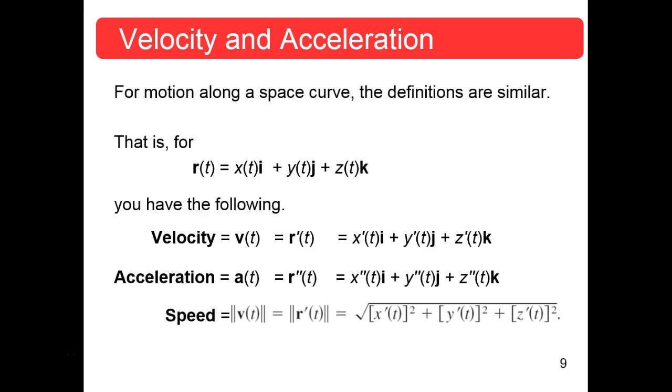All right. For motion along a space curve, add the third dimension. The definitions are similar, so r of t is x of t i plus y of t j plus z of t k, and then the velocity is the derivative of that. Acceleration is the second derivative of each of those, and speed now is the square root of the sum of the squares of all three derivative components, right?